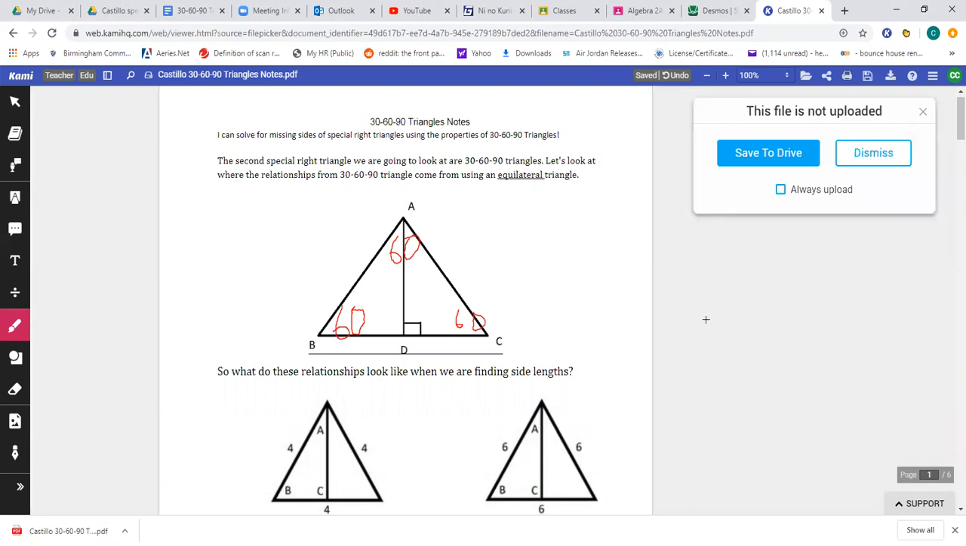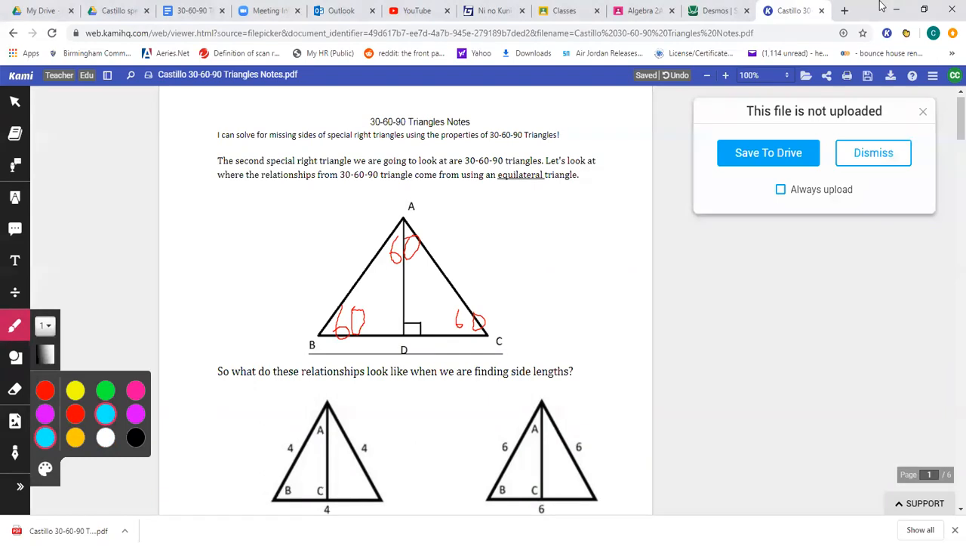However, if we draw this line in the middle, that's going to cut this 60 degree angle in half. And then so this would be 30 now. So it would be 30, 60, 90, right? Okay, so it's your 30, 60, 90 triangle.